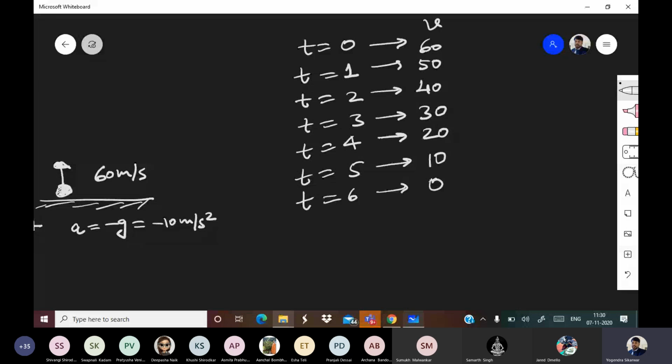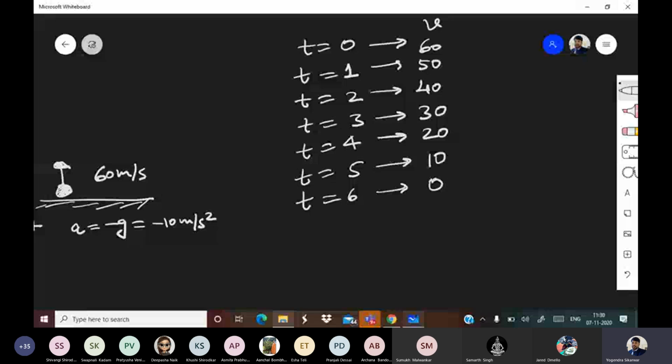So basically, try to understand. As of now, I am writing this just to explain things to you. But in your mind, what you can do is, right now it is 60, after 1 second 50, 2 seconds 40, 3 seconds 30, 4 seconds 20, 5 seconds 10, 6 seconds 0. Now remember, when velocity is becoming 0, that point will be the maximum height. That means the object has reached t up, or highest point, in 6 seconds.